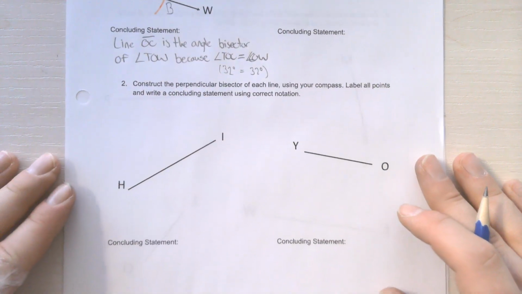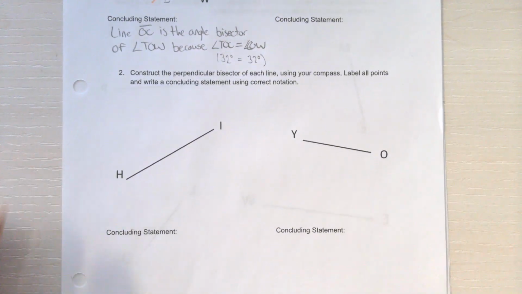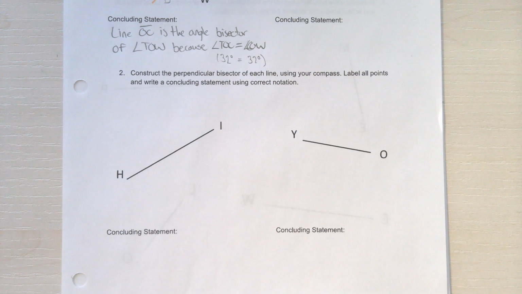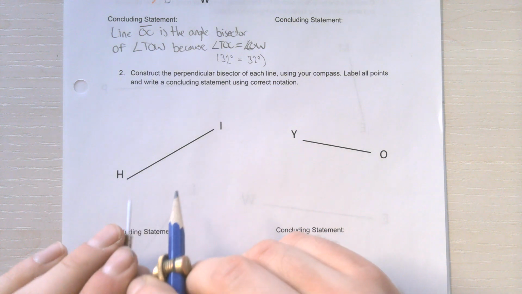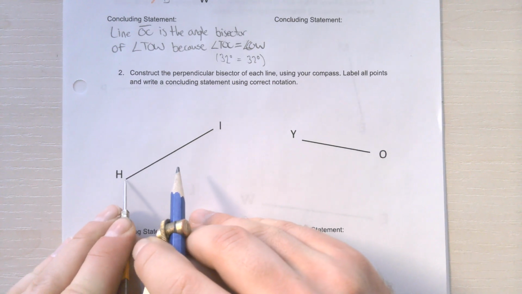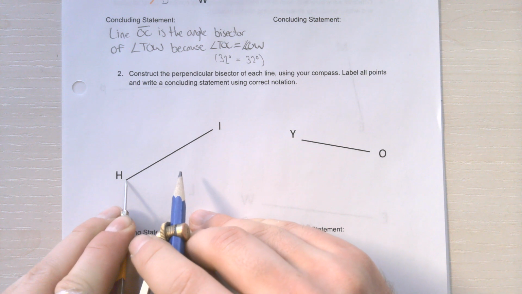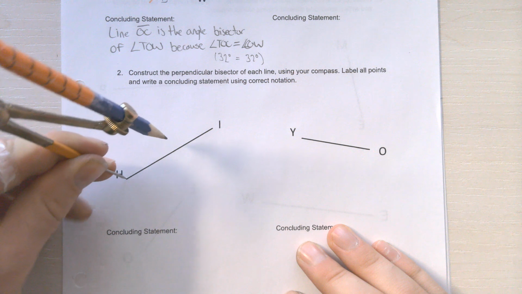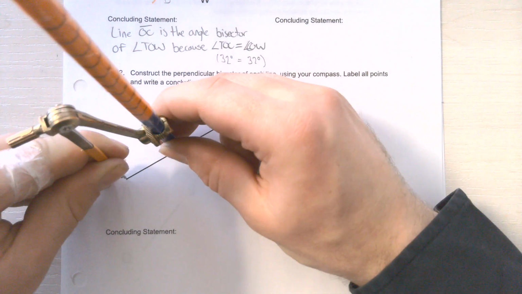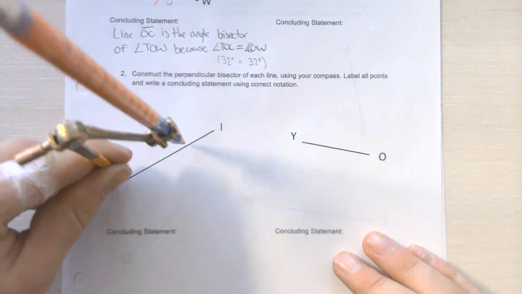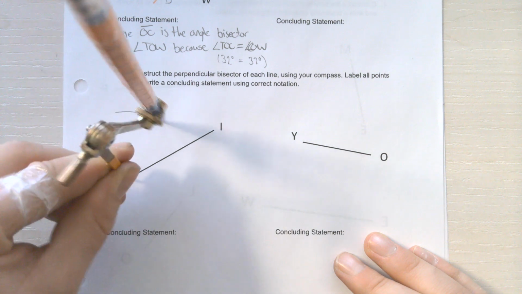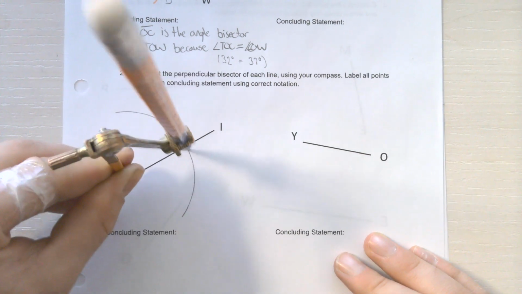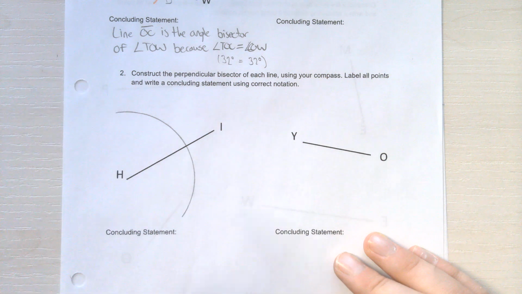In order to construct a perpendicular bisector of a line, we first want to start with our compass and put the point on one end of the line. In this case, I'll put it on end H. And we want to just make sure our pencil is clearly beyond halfway of the line. From here, we want to draw an arc above and below the line. So sweep out a nice arc.